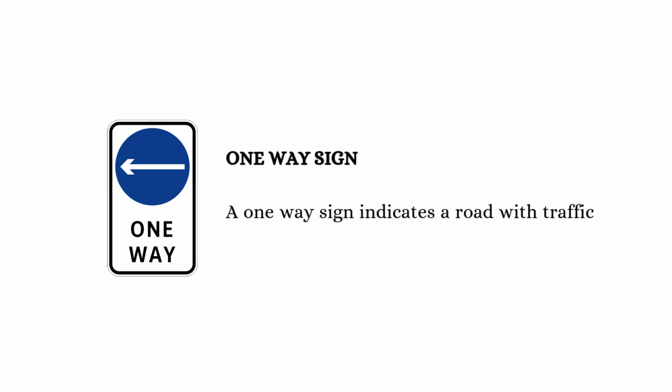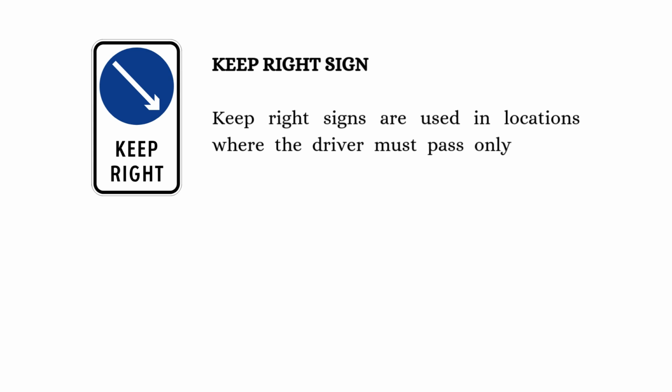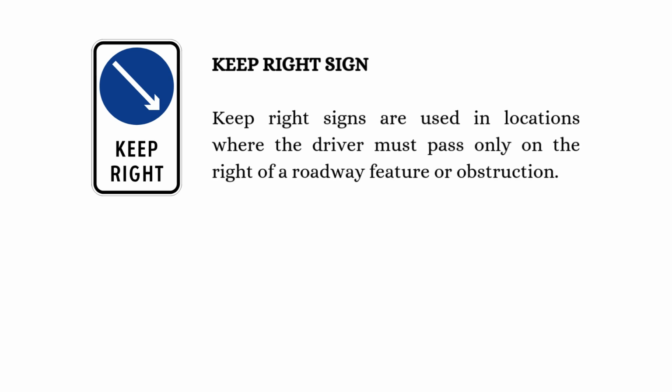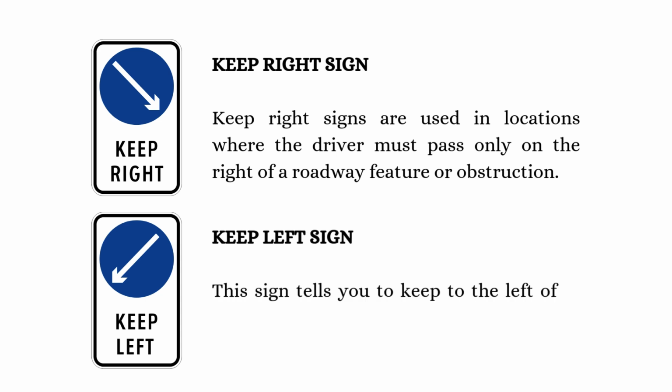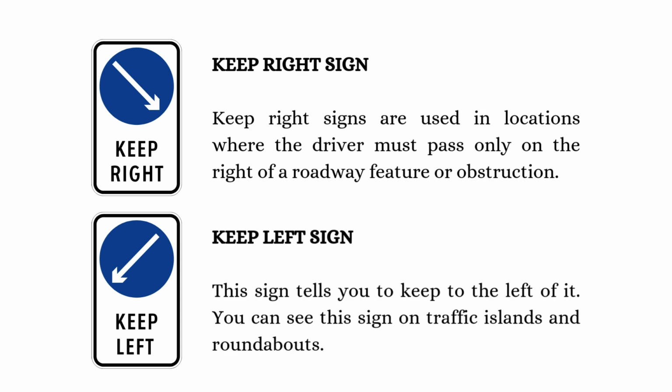One-way sign. A one-way sign indicates a road with traffic traveling in a single direction. Keep right sign. Keep right signs are used in locations where the driver must pass only on the right of a roadway feature or obstruction. Keep left sign. This sign tells you to keep to the left of it. You can see this sign on traffic islands and roundabouts.